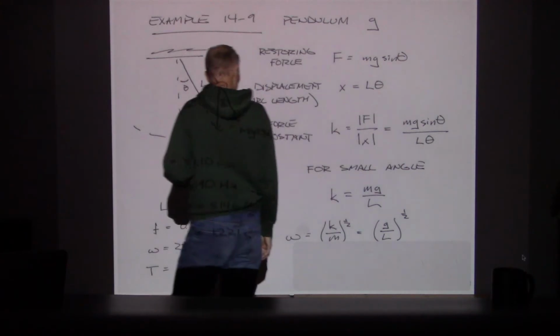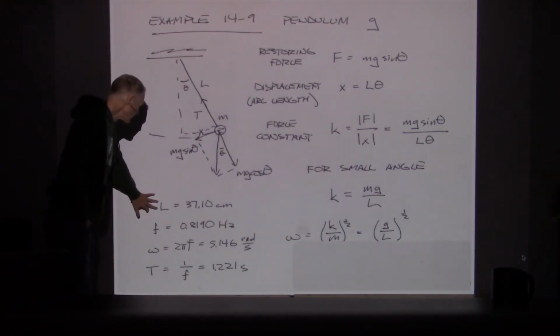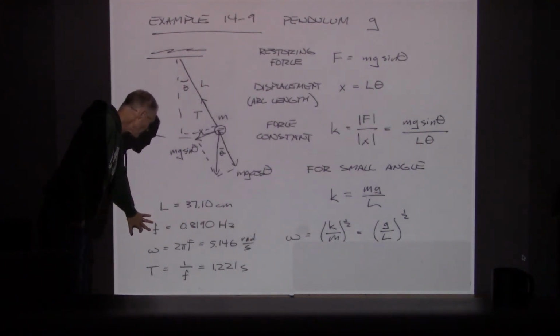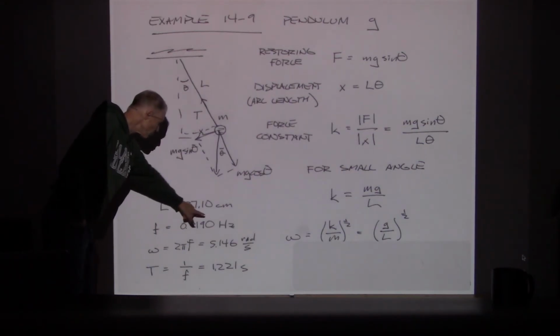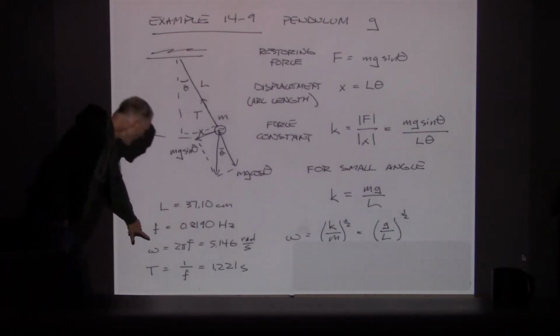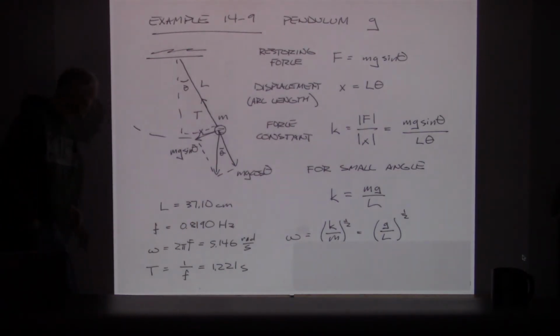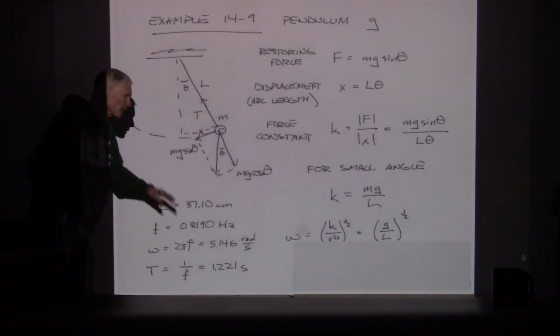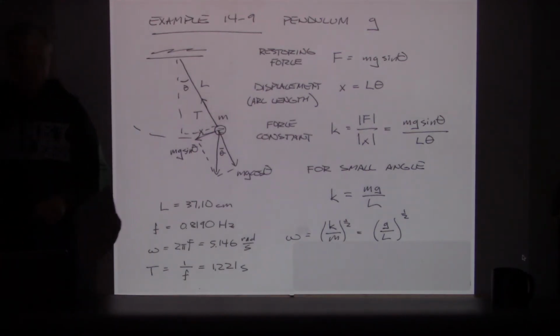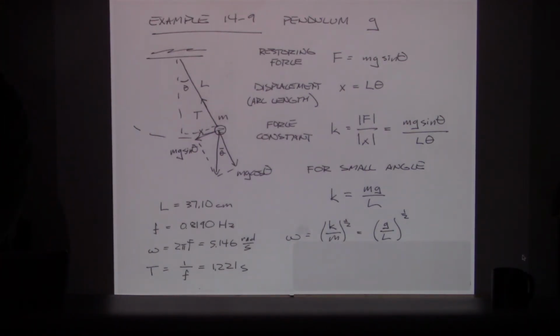So let's put the numbers in and see what we get. This was L. This was the frequency that they gave us, 0.8190 hertz. That means that the omega value is 5.146 radians per second. So I got everything written down. I never put the numbers in.